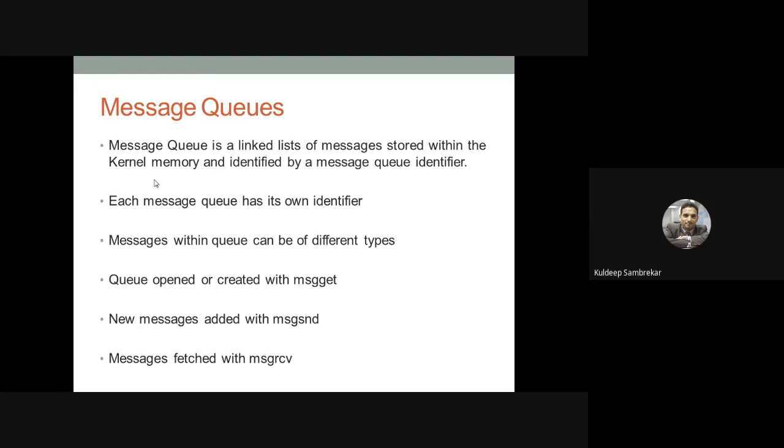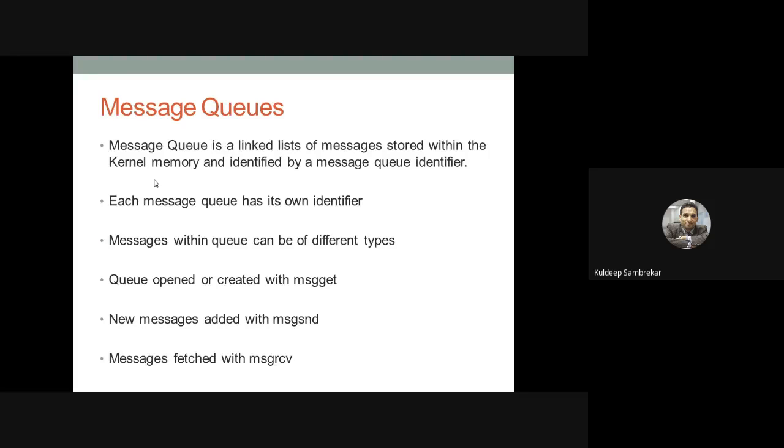Messages within the queue can be of different types. One queue can be used to get messages, one to send messages, and one to receive messages, that is, fetch messages. So in message queues, usually there are three APIs. One is message get, another is message send, and the third is message receive. We'll study all this in detail in the coming slides.